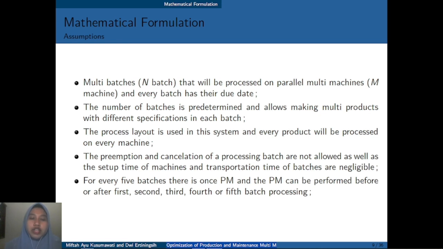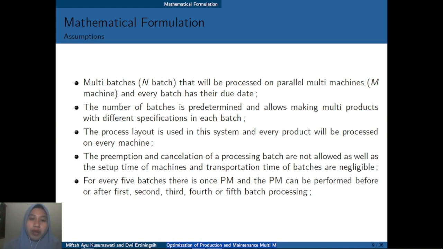There are assumptions that are used in this problem. The first is in this production system, multi-batch that will be processed on parallel multi-machines. The number of batches is predetermined and allows making multi-products with different specifications in each batch. And the process layout is used in this system. The preemption and cancellation of processing batch are not allowed.